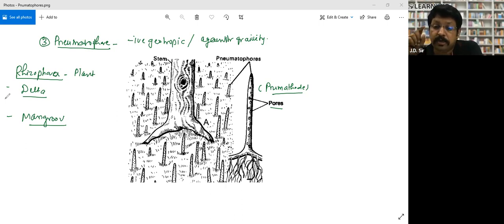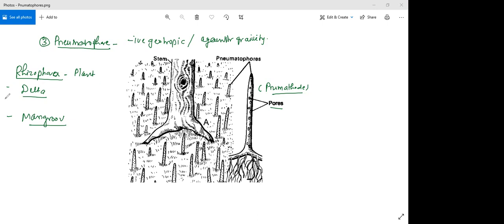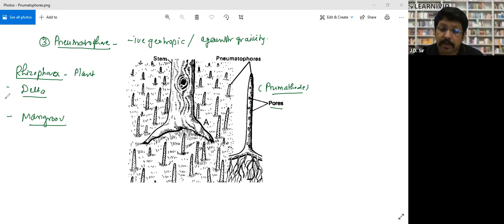So from the tree, the seed does not fall. Actually, a small plant falls down from the tree, and this plant grows. So these are called viviparous plants. Clear? Yes, sir. So viviparous plants are those where the seed does not fall down. The seed germinates while attached to the mother plant, and the small plant falls down and grows. So these kinds of plants are called viviparous. Clear?